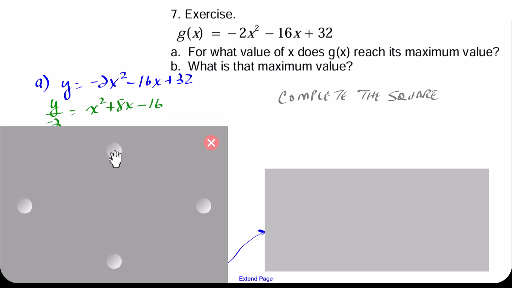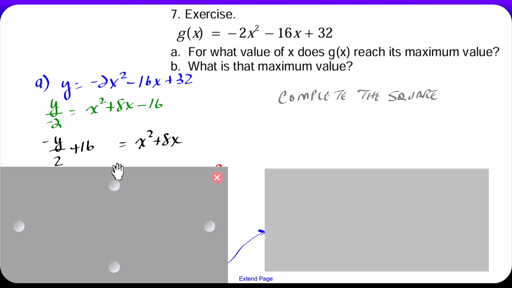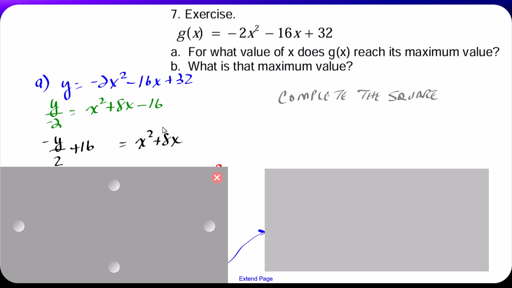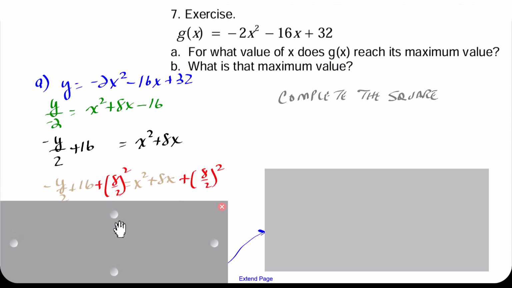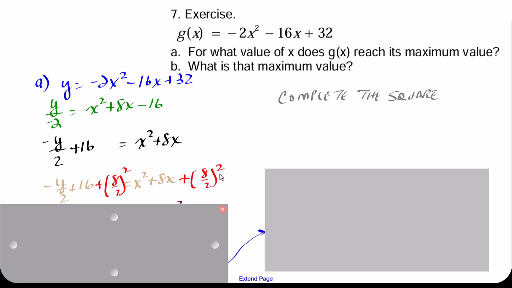First of all, what I'm going to do is divide everything by -2 so that my coefficient of x squared is 1. Then I'm going to add 16 to both sides so that I can complete the square right here. To do that, I take half of 8, which is 4, and square it, which is 16. So I add another 16 to each side, as shown in red here.